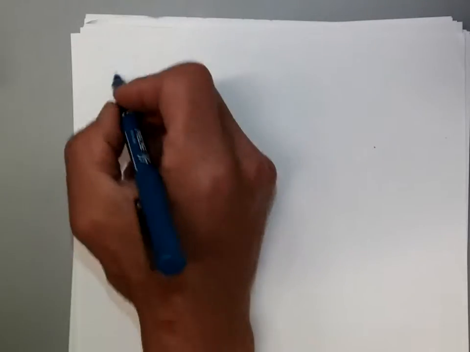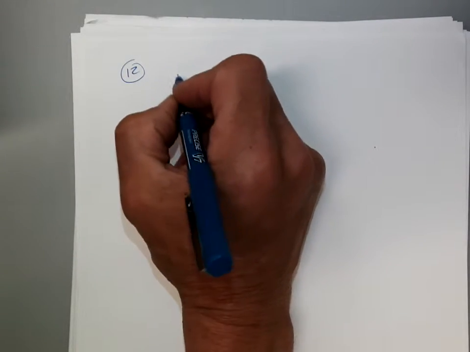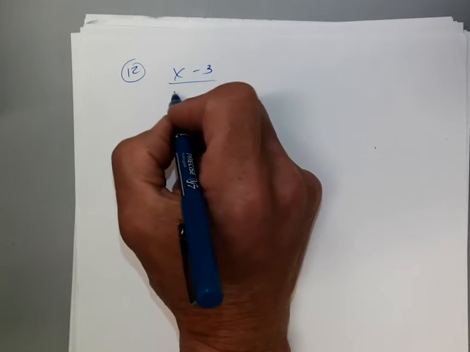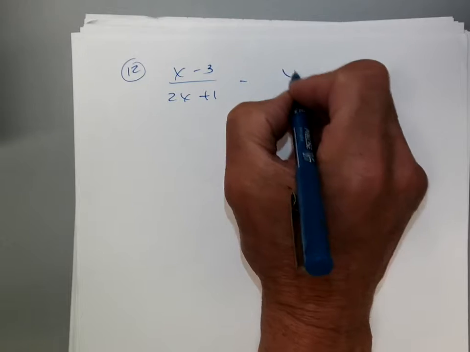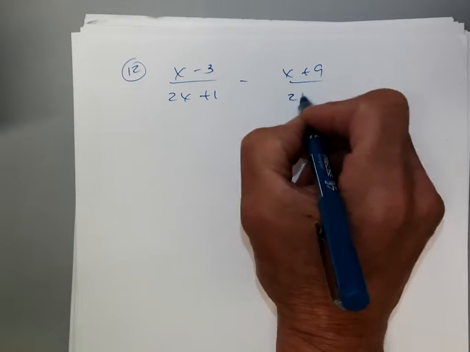Okay, let's do 12. All right, number 12. I have an x minus 3 over a 2x plus 1 minus x plus 9 over 2x plus 1.